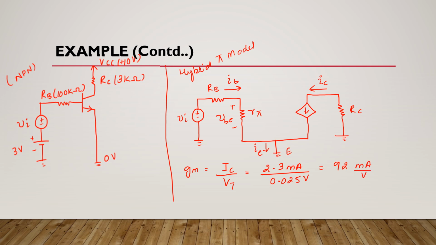Now we will find R pi. R pi is equal to beta divided by transconductance. Here beta is 100 and transconductance is 92 milliamperes per volt. After solving this, you will get 1.09 kilo ohms.